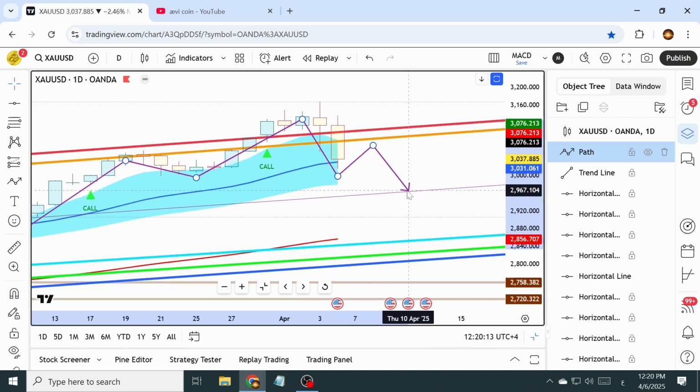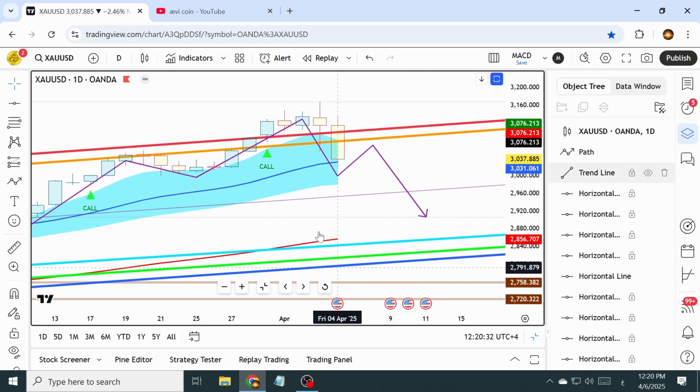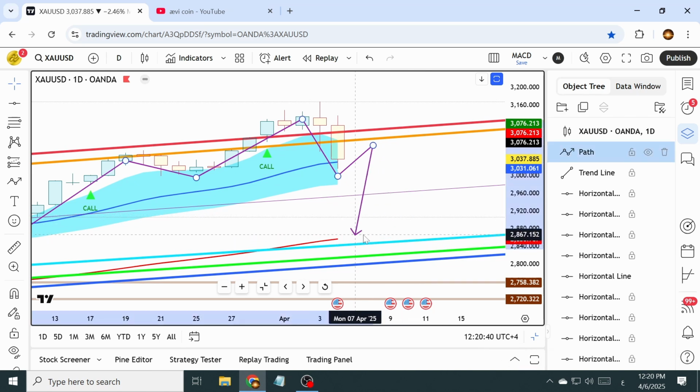Now if the price gets supported by this level, we could see a pullback to the 3000. This level is at 2955, and then a pullback to the 3000 level, and then a break and continuation to the lower level. The next support, as I mentioned, will be the 100 EMA, and last 2800 is the end of this trending channel.